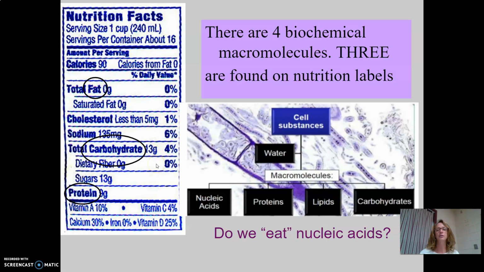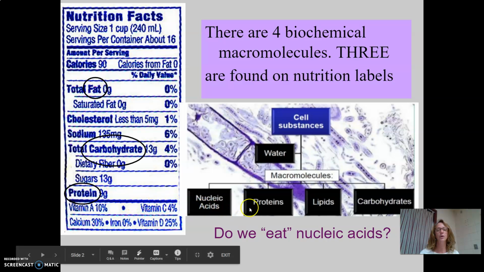It's actually on nutrition labels. If you read a nutrition label on any food item, it always includes fat, carbohydrates, and proteins. That's because of the four main molecules that your cells are made of. Three of those are things that we eat. So do we eat nucleic acids?